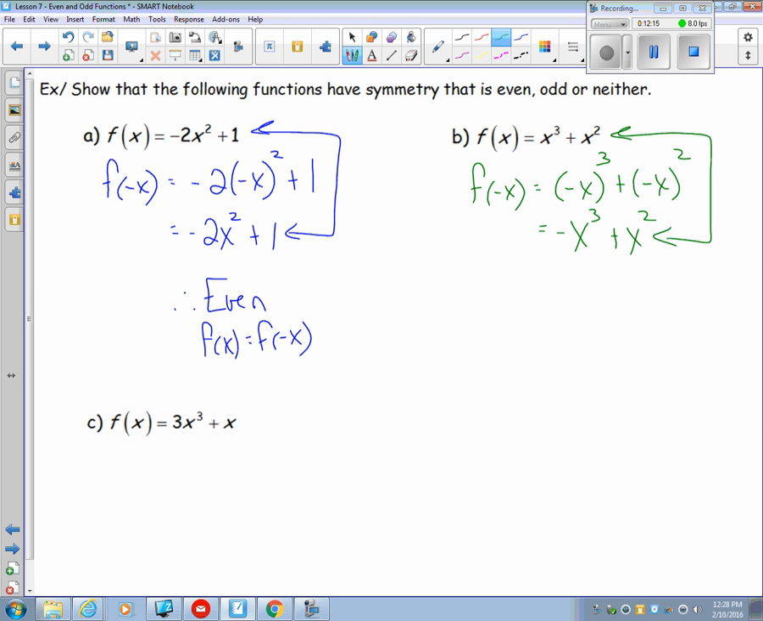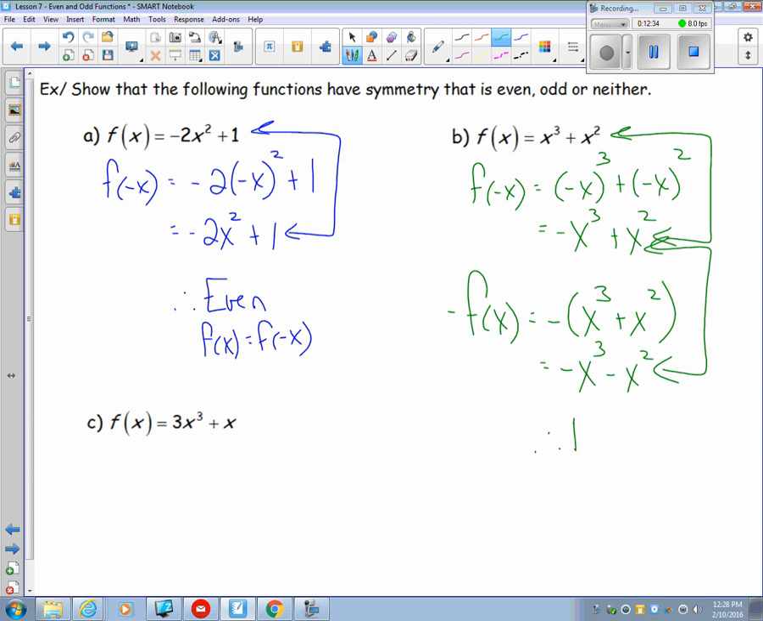Let's try the other option. The negative of the whole function. That gives me negative x cubed minus x squared. I check out these two things. Are they the same? Note the sign in the middle is different. So there's no comparison in any of those things. This has no symmetry whatsoever, not even or odd.